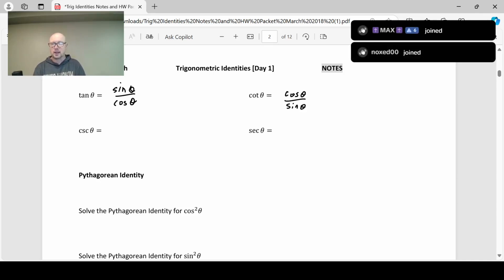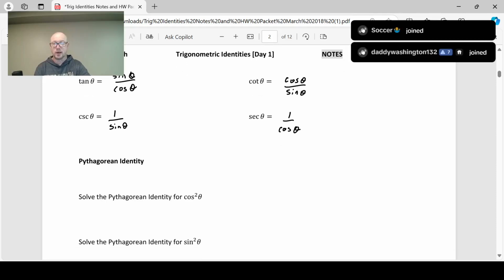Now, cosecant theta. Cosecant theta is the reciprocal of the sine, so we can write that as 1 divided by sine theta. And secant theta is the reciprocal of the cosine, so that's going to be 1 divided by cosine theta. All right, so we're going to use these a lot as we're simplifying trig identities, along with the Pythagorean identities, which we're going to start here.